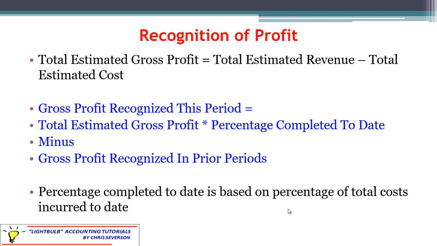divide that by what we think the total costs for the project are going to be, which again includes the same thing as the numerator, the costs we already know about, plus it has to include what we think is left. So we'll see that in just a bit. We'll see the illustration for that.